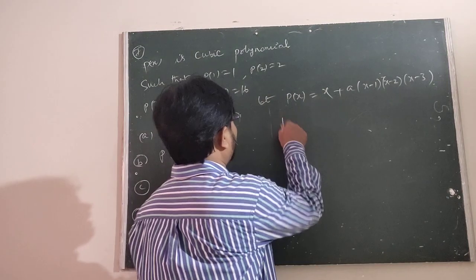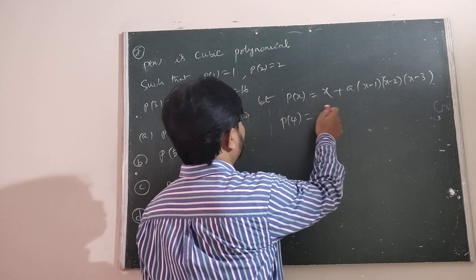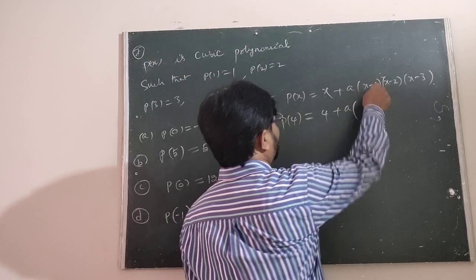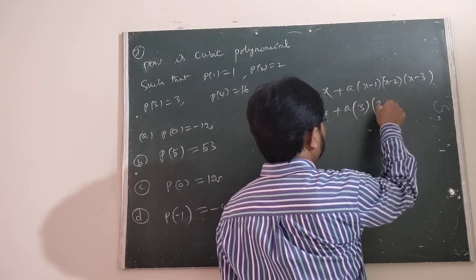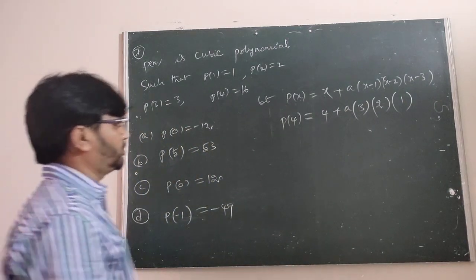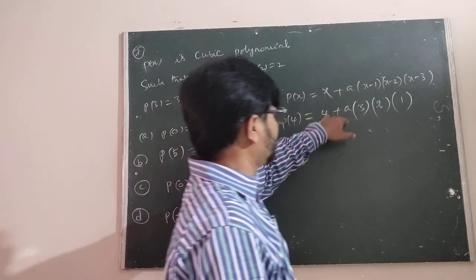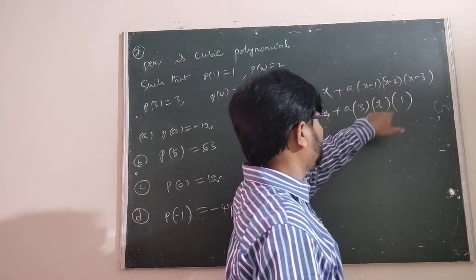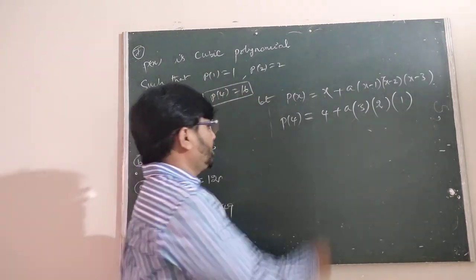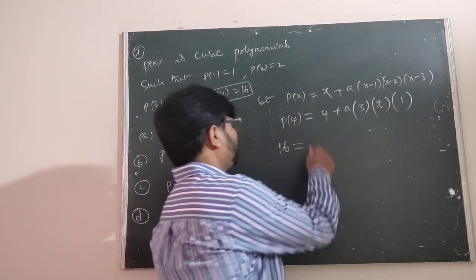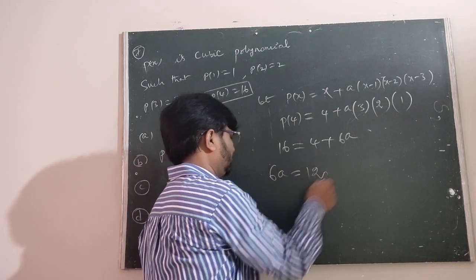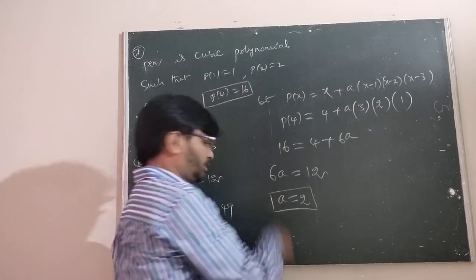Now we are taking P of 4. Put x equal to 4. That is P of 4, this is 4 plus A into 4 minus 1 is 3, 4 minus 2 is 2, 4 minus 3 is 1. Now given that P of 4 is 16, equal to 4 plus 3 into 2, 6A. Now 6A equal to 12. The value of A is 2.